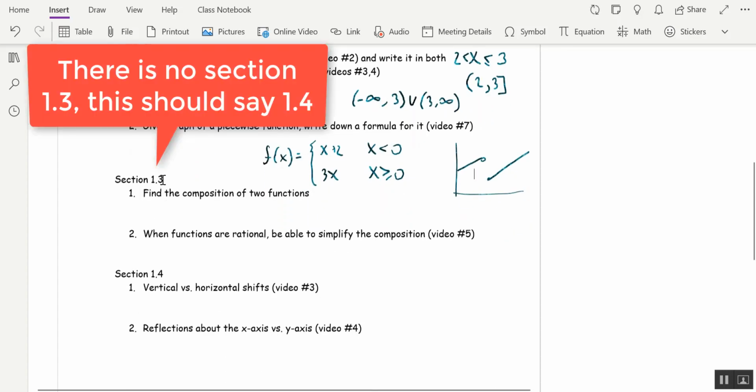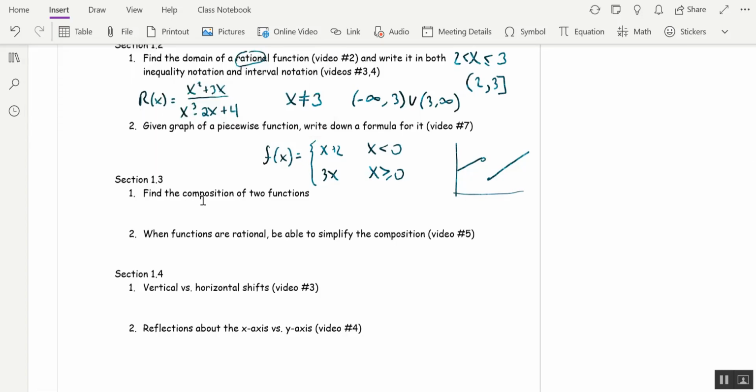1.3 hopefully is review for you from algebra. I think this whole chapter is actually review, but it never hurts to review. Find the composition of two functions.